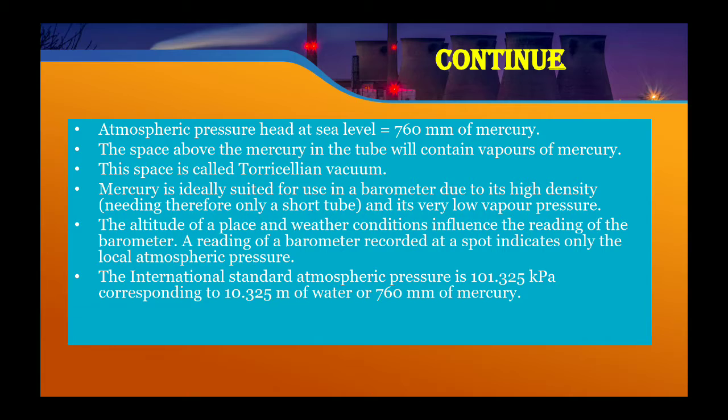When the altitude is high, the atmospheric pressure is low because the volume of the atmosphere air is decreased. A reading of a barometer recorded at a spot indicates only the local atmospheric pressure. The international standard atmospheric pressure is 101.325 kPa, equivalent to 10.325 meters of water or 760 mm of mercury. So that is the standard value of the atmospheric pressure.